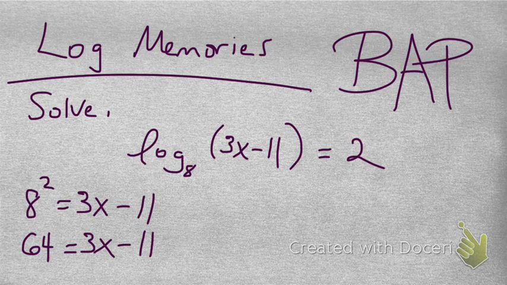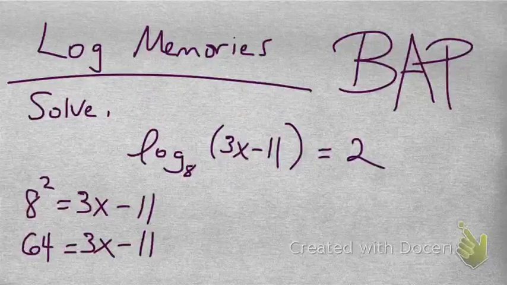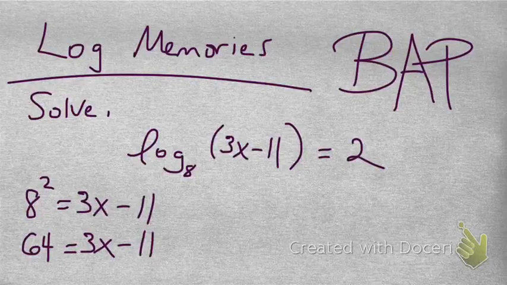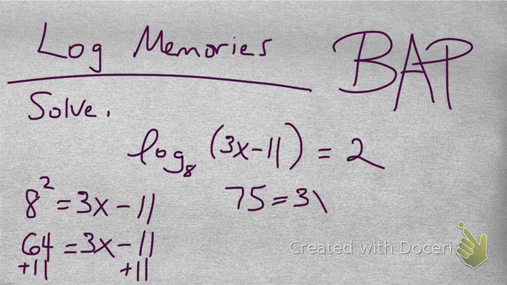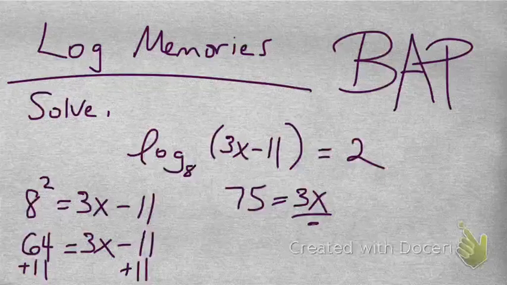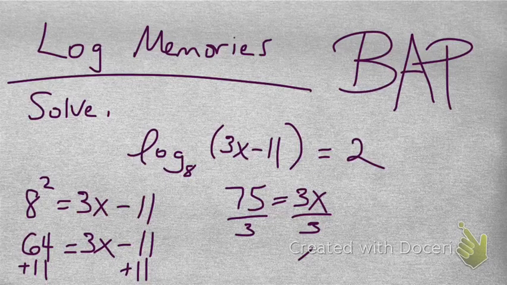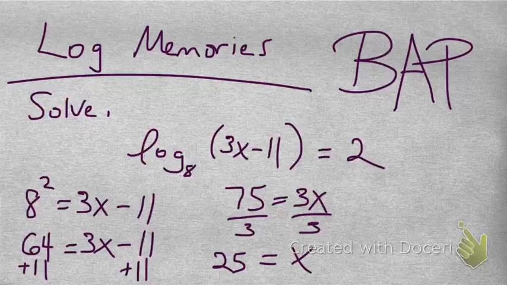We're on the quest for x forever. We're going to move that 11. You know how to move it to the other side. We undo subtraction with addition. 75 is triple a prize. You undo 3. Reverse multiplication with division. What's your prize? 25.